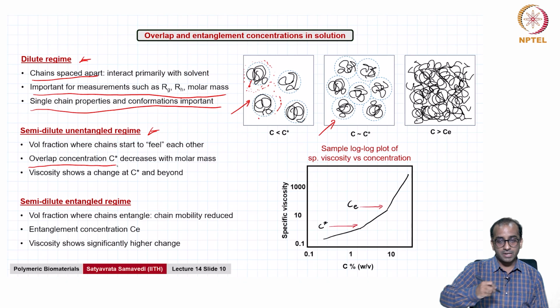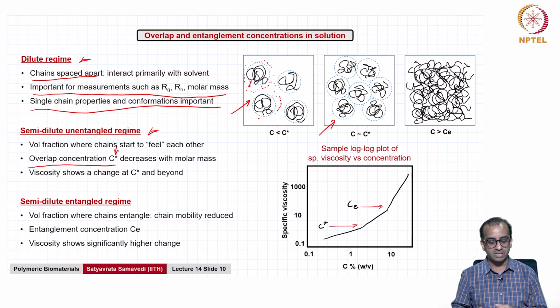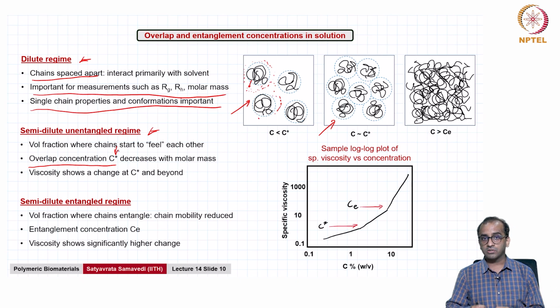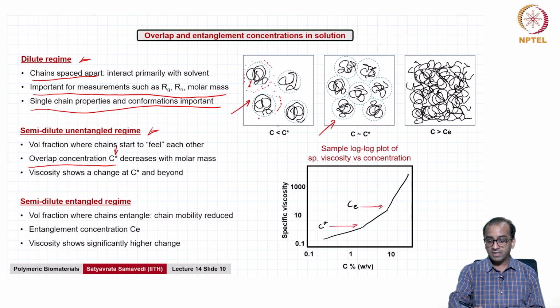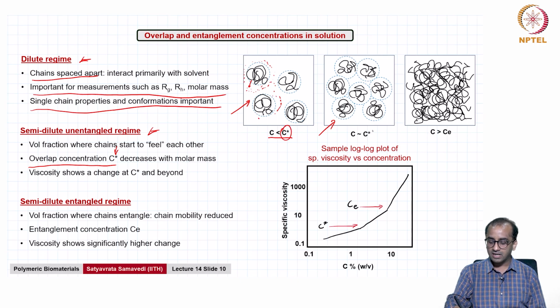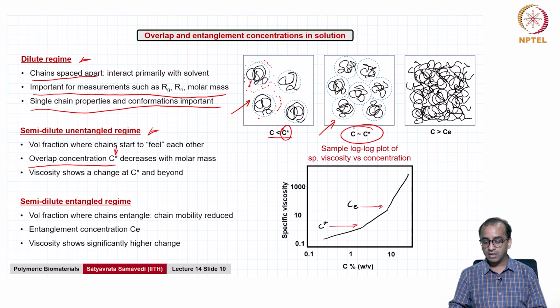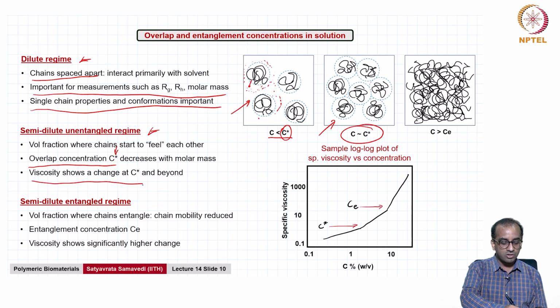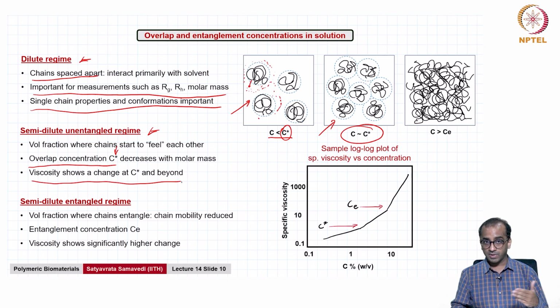This overlap can be quantified based on what we call an overlap concentration given by C star, where the chains, again, like I said, start to feel the presence of each other and they start overlapping. Now, one way to define the dilute regime is to think about the concentration or the volume fraction being less than the overlap concentration C star. And when the concentration is close to C star, you get the semi-dilute unentangled regime. At which point, viscosity of the solution, which is the bulk property you can measure, shows a change at C star and beyond.